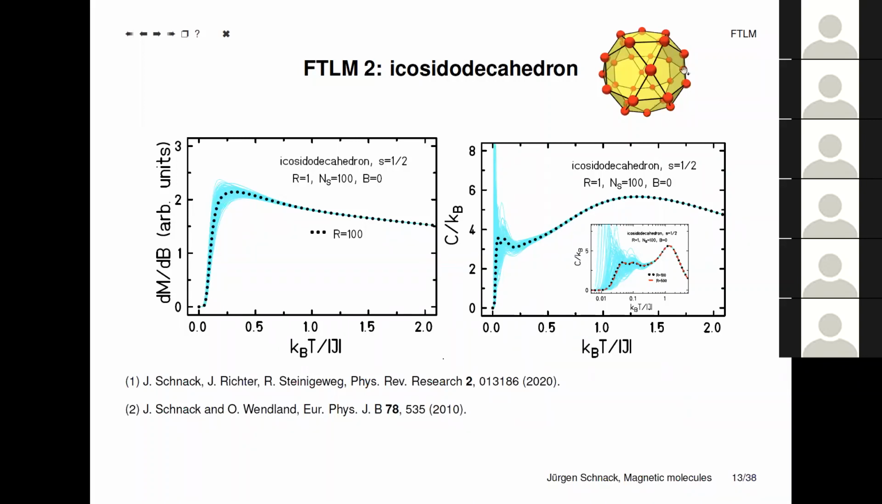And what you see here as the red dots or spheres are the sites of the spins, and they are connected with four nearest neighbors. And the whole body is called an icosidodecahedron. It's related to the Kagome lattice, by the way. So the Hilbert space dimension, if the single spin would be 1/2, is 10 to the 9.